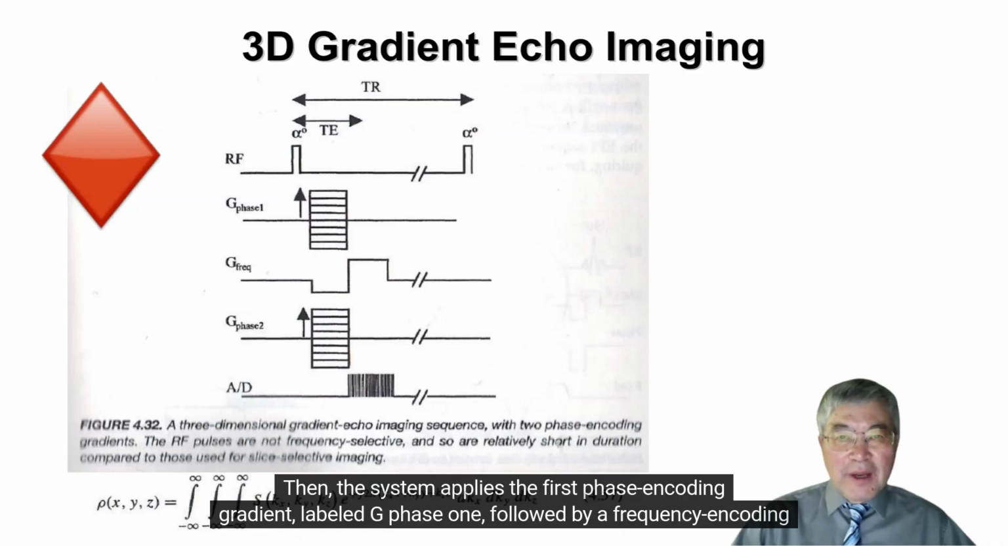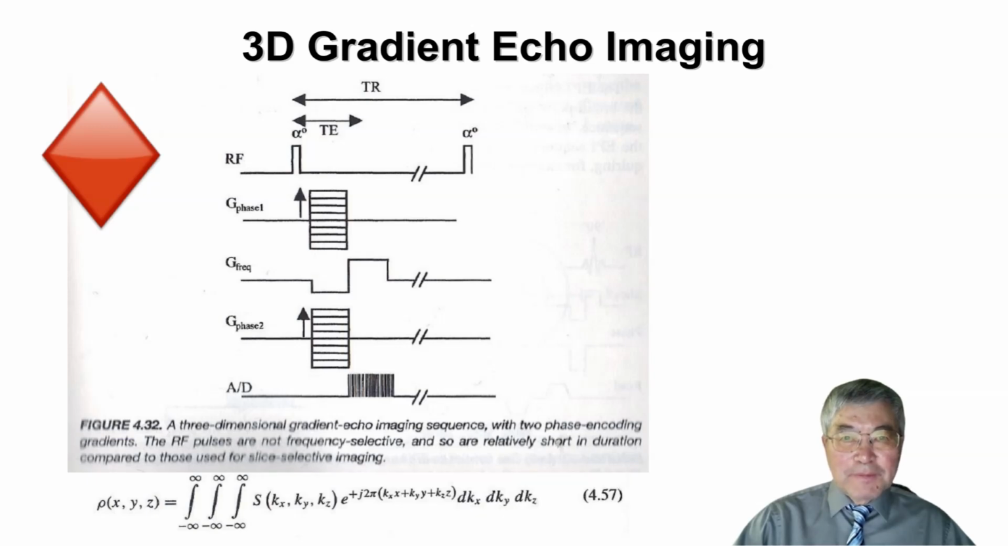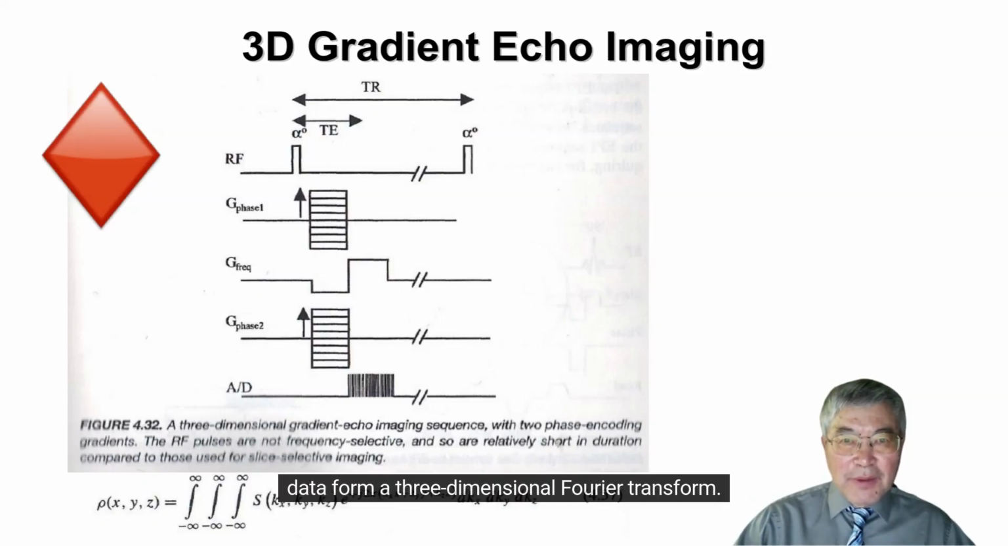Then, the system applies the first phase encoding gradient, labeled G phase 1, followed by a frequency encoding gradient, labeled G freq 2, and finally a second phase encoding gradient, G phase 2. This sequence allows us to encode spatial information along all three axes, x, y, and z, so the final data form a three-dimensional Fourier transform.